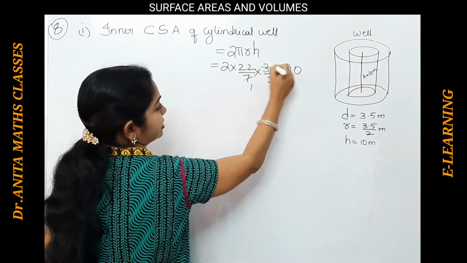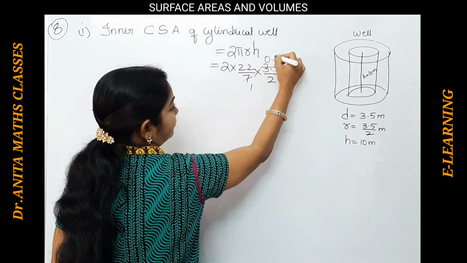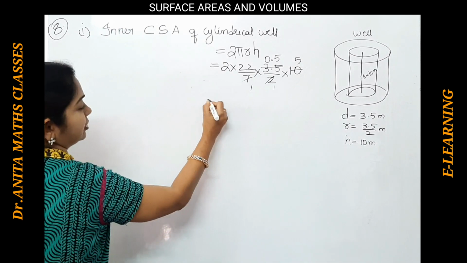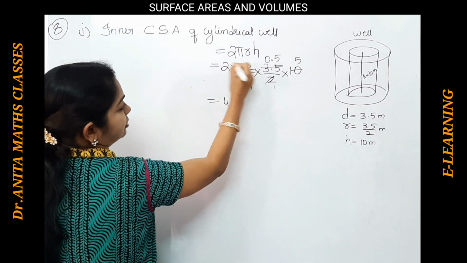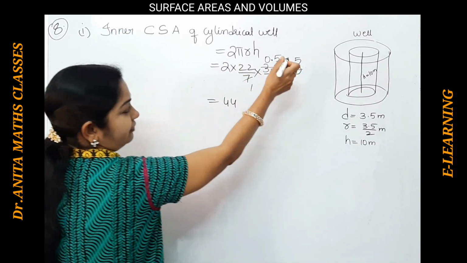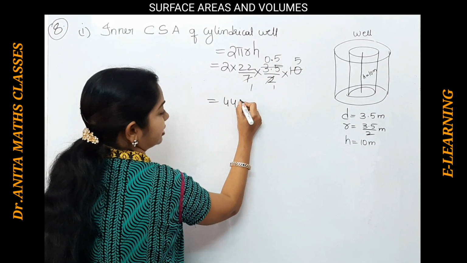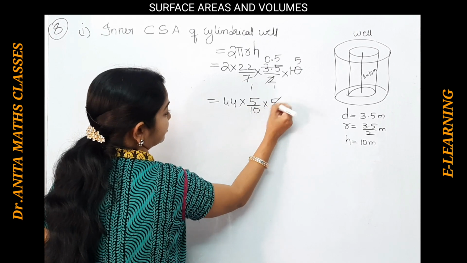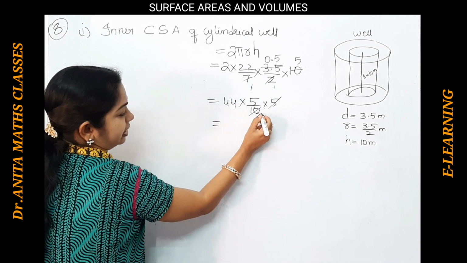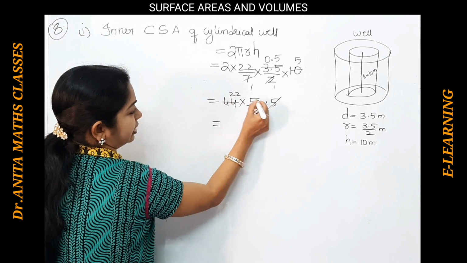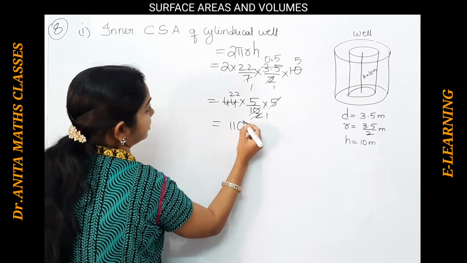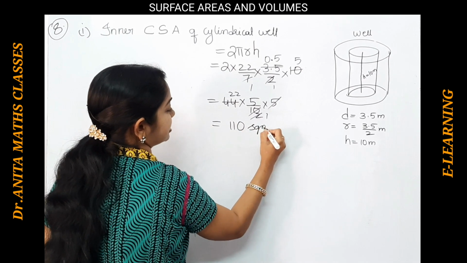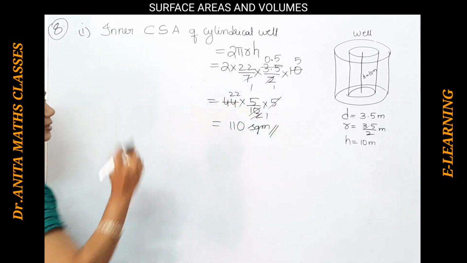7 ones are 7, 7 fives are 35, and 2 ones are 2, 2 fives are 10. So we can write it as 5 by 10 into 5, 5 ones, 5 twos. Again 2 ones are 2, so we get 22 into 5, which is 110. This much in meters, so that is 110 square meters. This is the first part, the inner curved surface area.